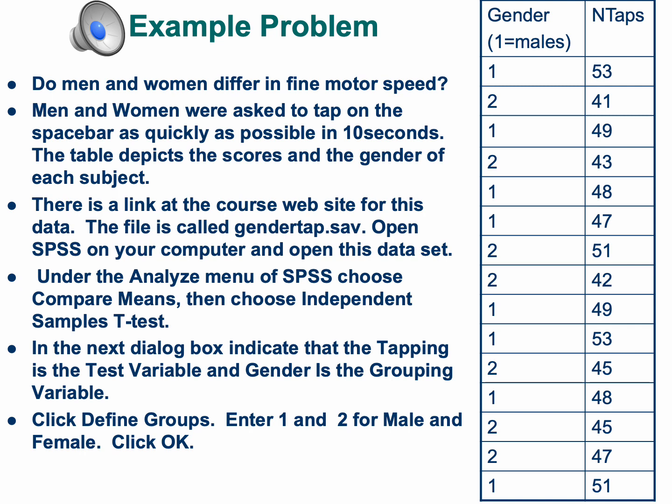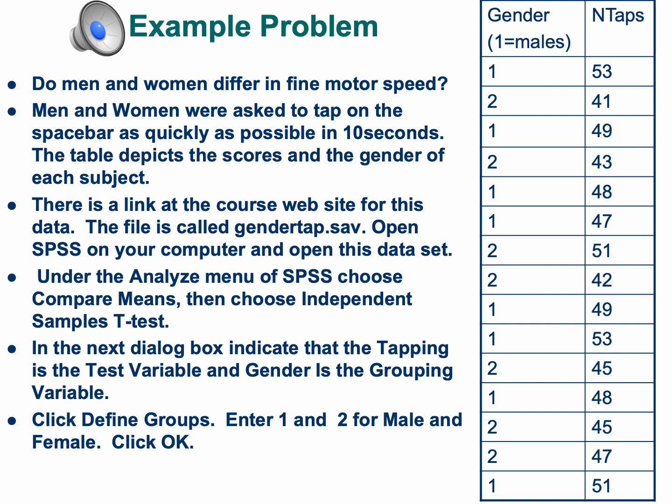When you go to SPSS, go to the Analyze menu and choose Compare Means under that menu. Then choose Independent Samples t-test. This is after you've opened up the data and the data has been entered in SPSS, just like you've done before with the homeworks. You should then get a dialog box that asks you what variables you want to analyze, and indicate that the variable called tapping is the test variable, and gender is the grouping variable.